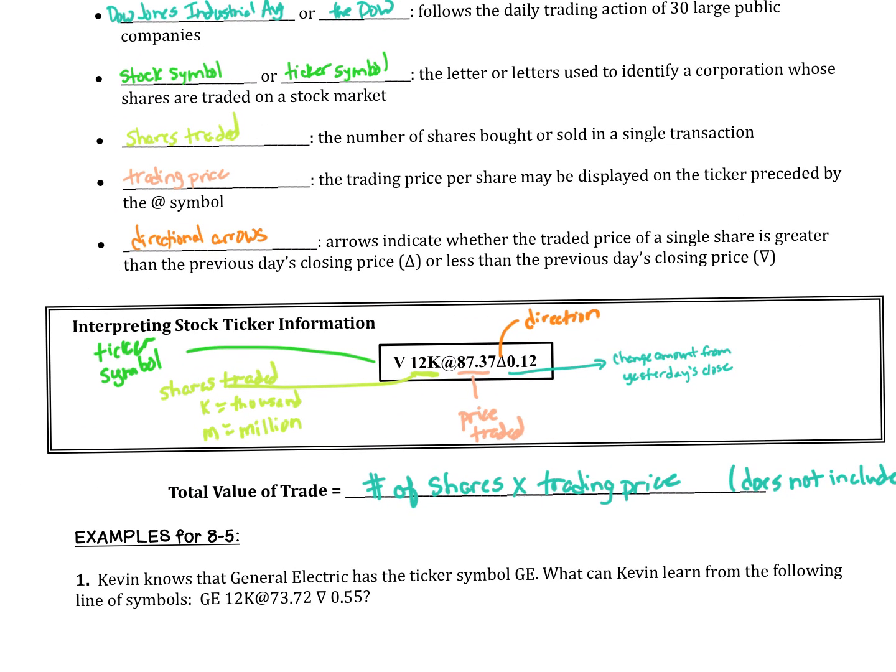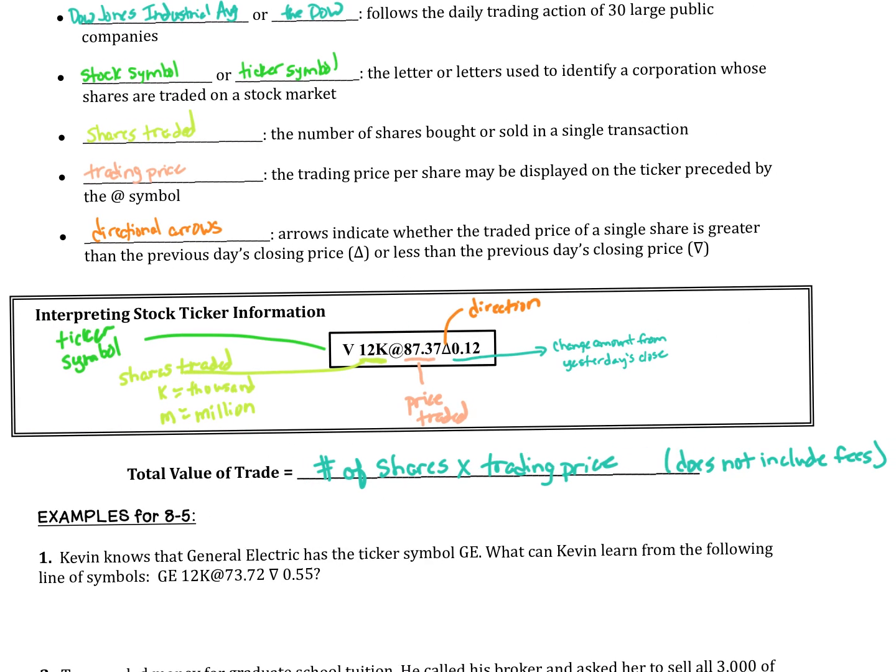Okay, so I'll give you a minute to think through all of that just to make sure you see what part is what. So ticker symbol, and then the volume, and then the price traded, and then whether the price went up or down, and by how much. Okay, so to figure out the total value of the trade, that does not include any fees. But to figure out the price of the trade, you're just looking at how many shares you had and what that trading price was. You guys should have done a little bit of that on your project information also. Okay.